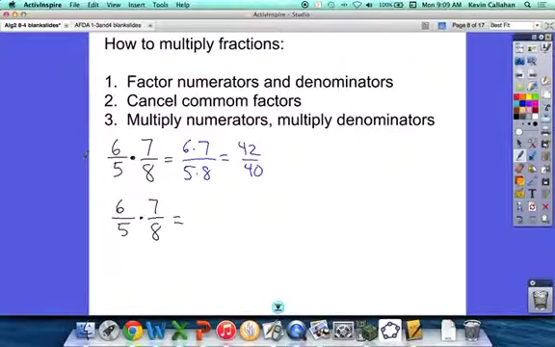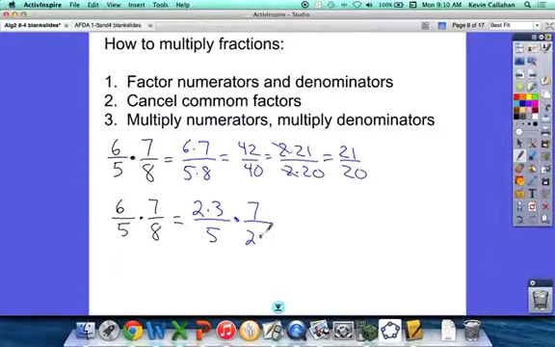And then, is that the most simple version of that fraction? Is there a common factor you could cancel? There is a common factor. So you could say this is 2 times 21 over 2 times 20. And then you cancel the common factors, and you get 21 over 20. Or you could factor first, make this 6 into 2 times 3 over 5 times 7 over 2 times 4.